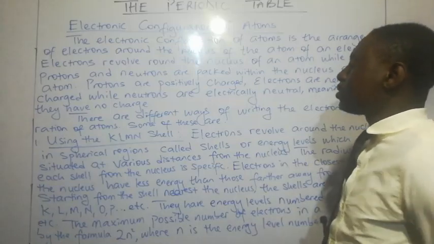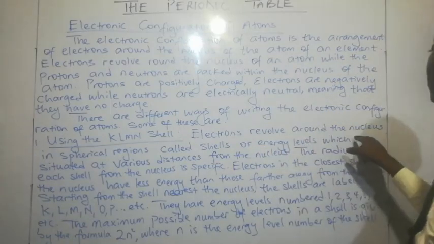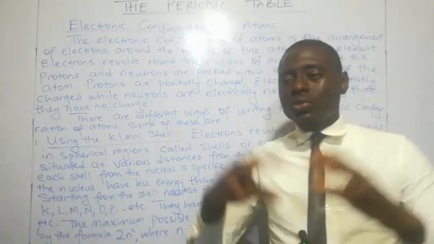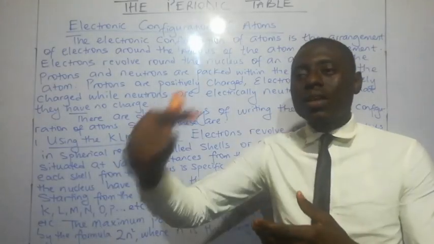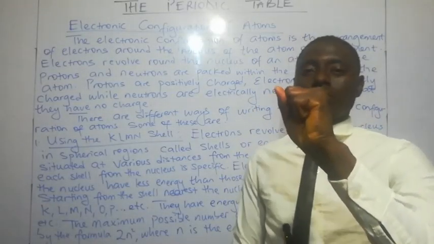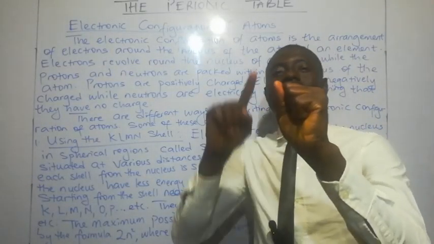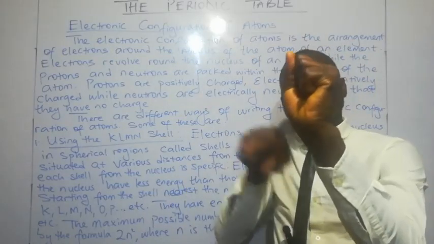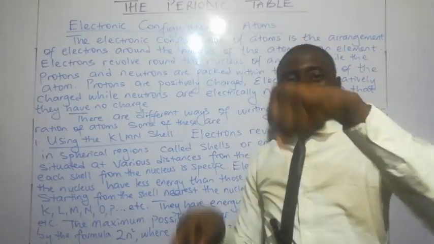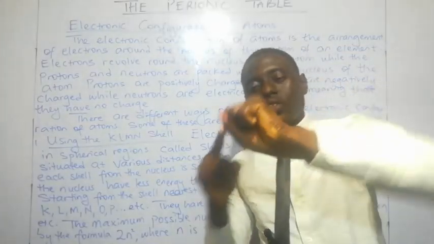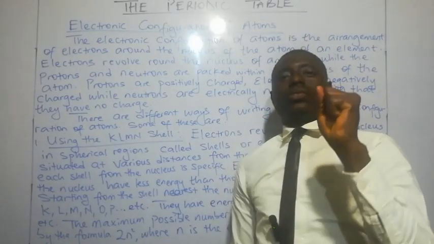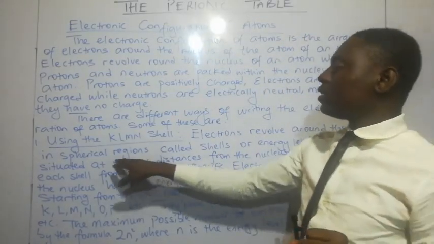Using the K element shell, electrons revolve around the nucleus in spherical regions. Yes, electrons don't just gyrate around the nucleus, they move in a specific manner. Assuming that my fist is the nucleus, then electrons are moving around this nucleus in a spherical, circular manner. This is the nucleus of the atom, and the electrons are circling it in the spherical region.